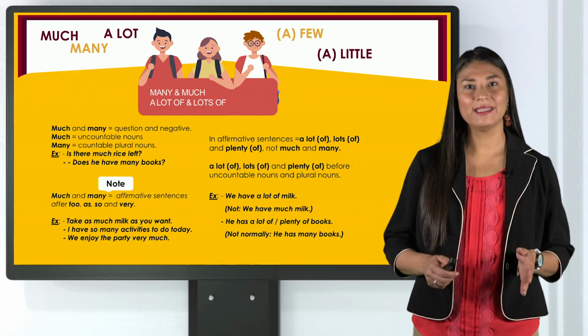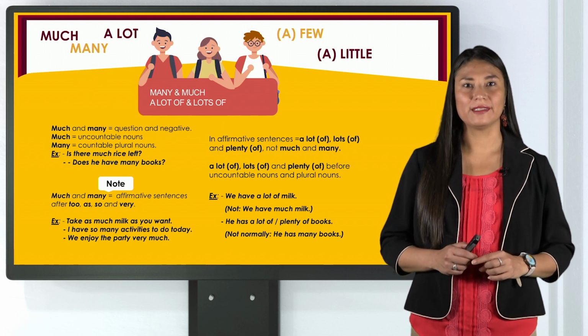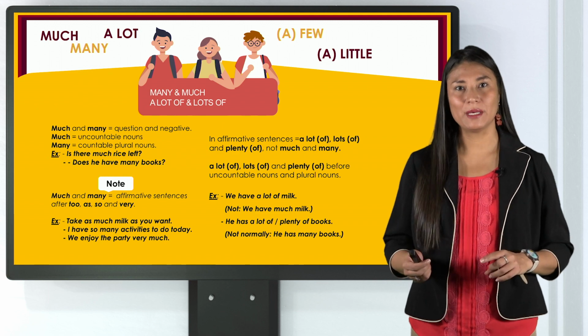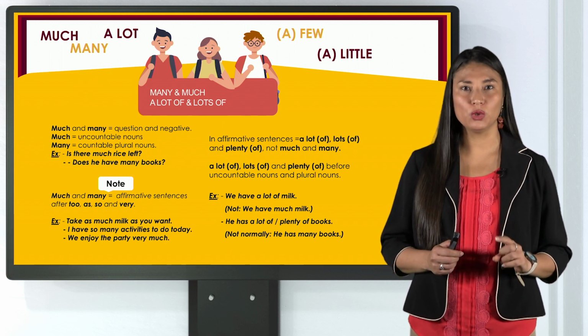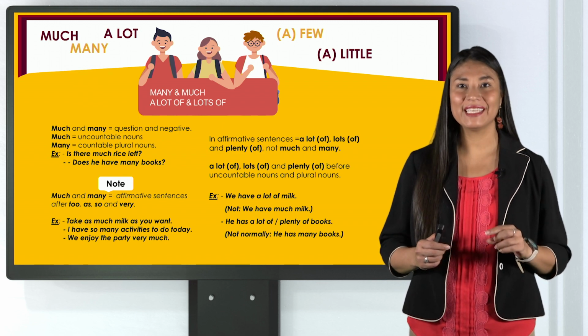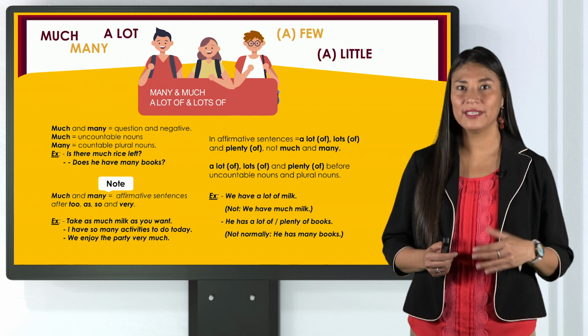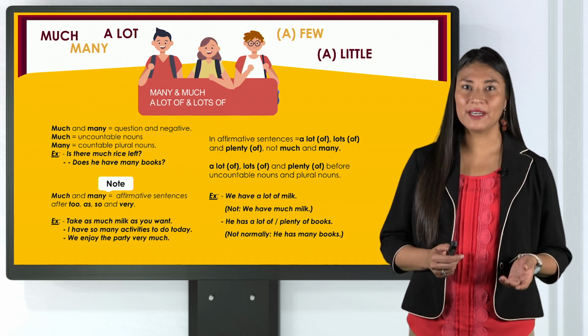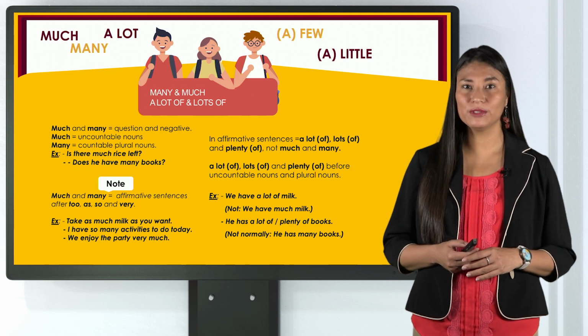Much, many, a lot, few, a little. Let's start. We use much and many mostly in questions and negatives. Much is used with uncountable nouns and many is used with countable plural nouns. Example: Is there much rice left? Does he have many books?